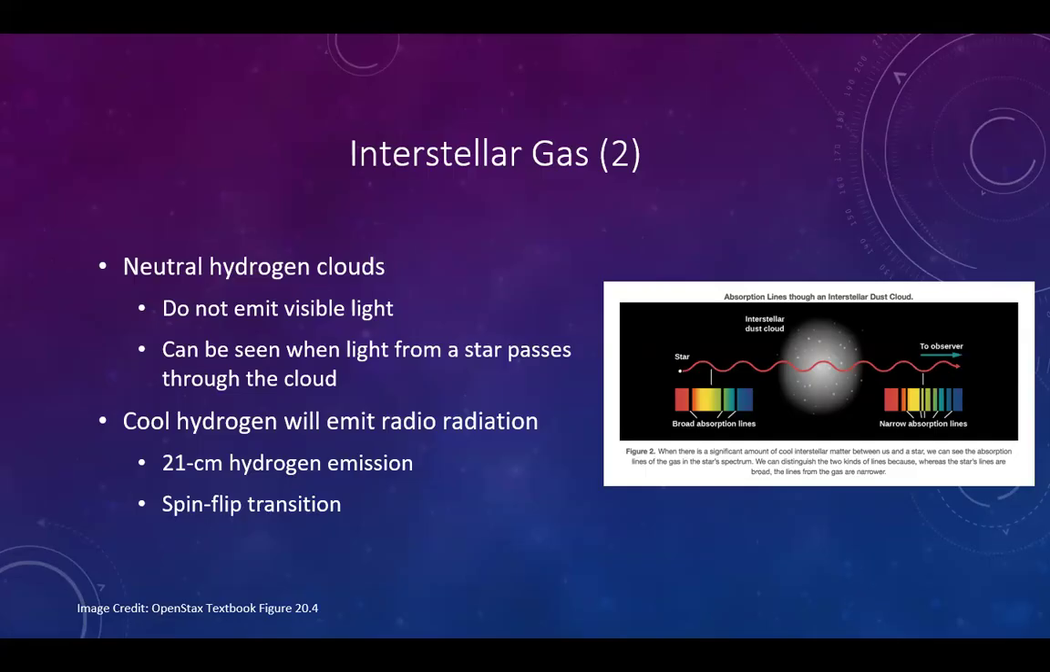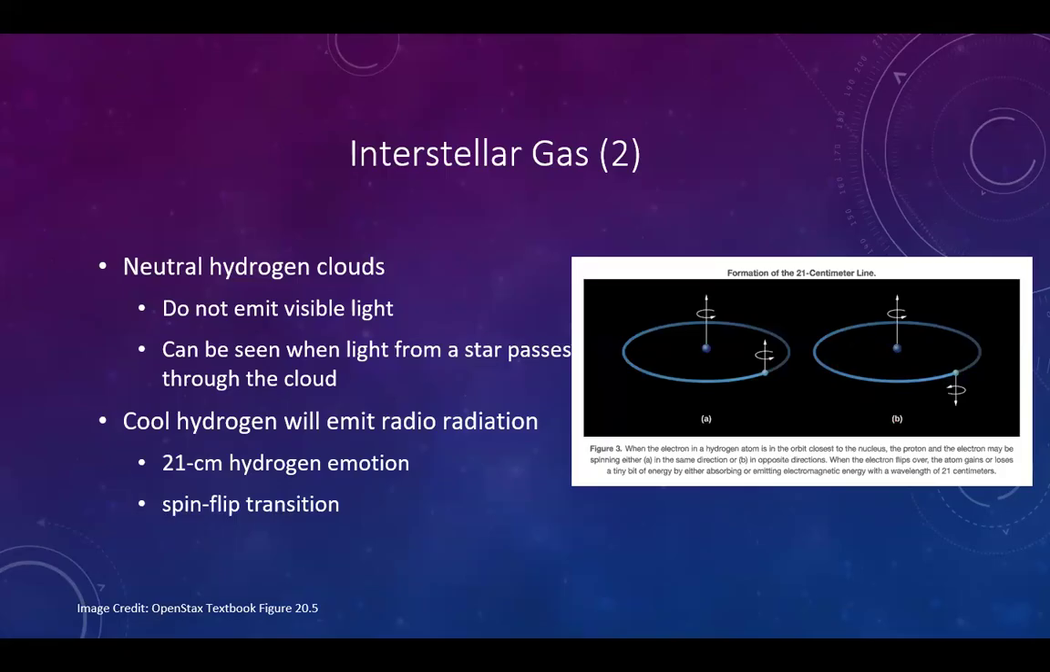So cool hydrogen will emit radiation at 21 centimeters. So this is a spin flip transition. If you have an interstellar dust cloud or a gas cloud and a star behind it, you'll see narrow absorption lines for the cloud and broader absorption lines from the star.